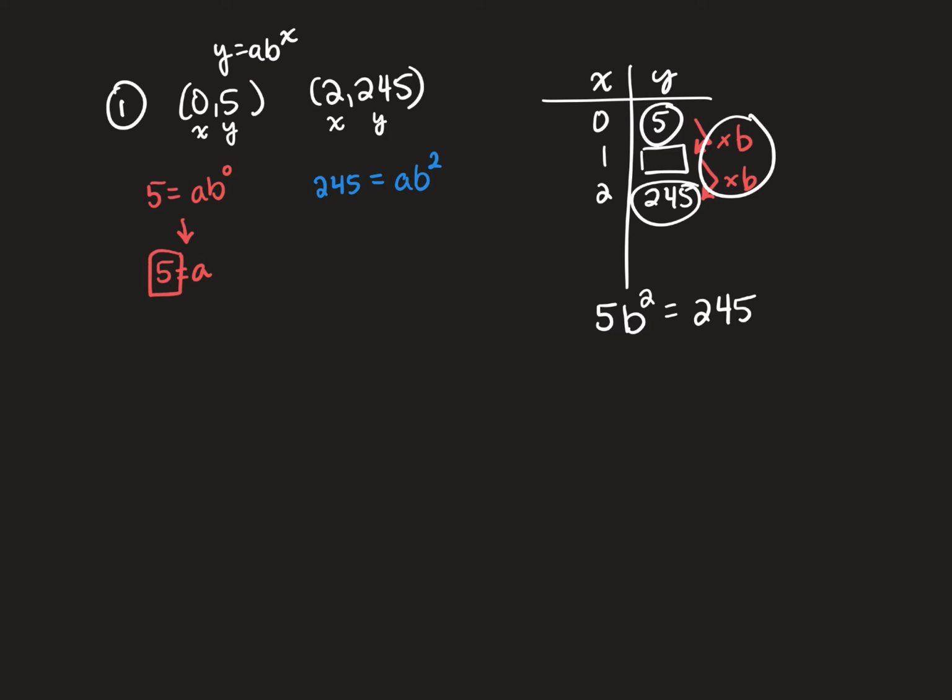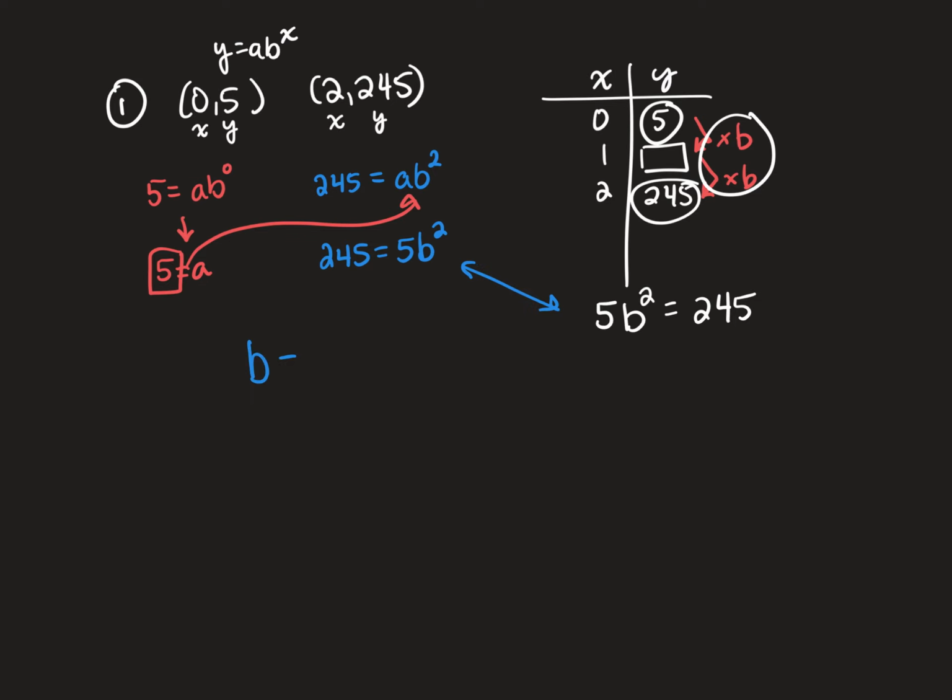Well, now that I know what a is, I can plug it in here. I have an equation that says 245 equals 5 times b squared. And we see how these are the same. So we're going to be able to find b from all of that information, and I end up with b just being 7. I'm not going to go through the process of how to solve that.